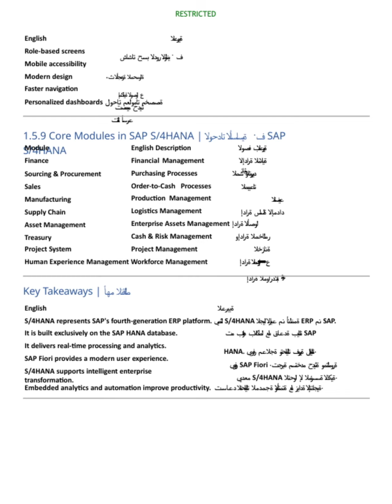Let's talk about how embedded analytics and automation boost productivity in today's systems. At the heart of this is SAP S/4HANA. Built exclusively on the SAP HANA database, it delivers real-time processing and insights. The user experience is modern and intuitive, thanks to SAP Fiori's design. Together, they support intelligent enterprise transformation, making complex processes simpler and faster. This platform covers everything from finance and procurement to manufacturing and project management, all accessible through personalized dashboards and role-based screens. It's about working smarter, not harder.